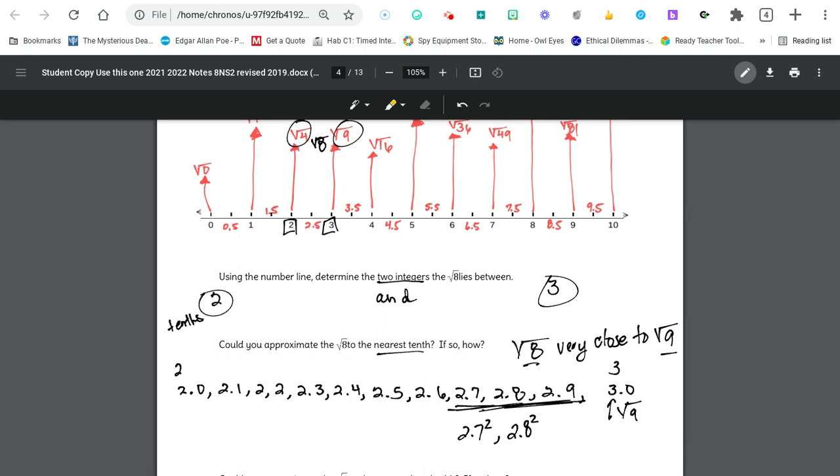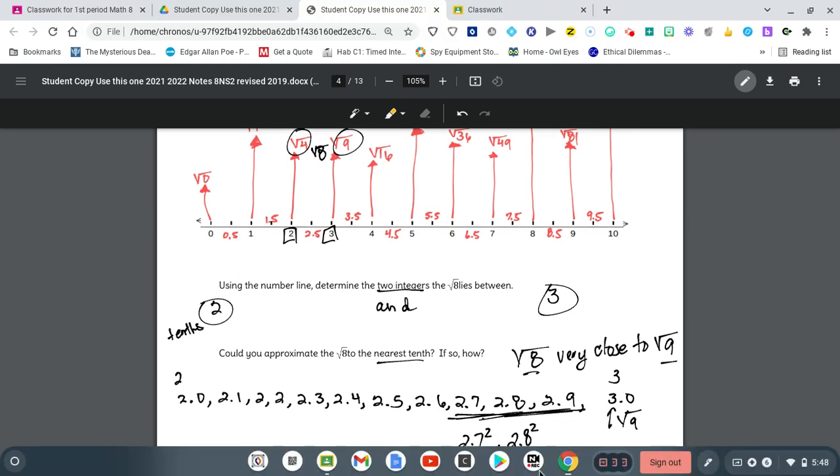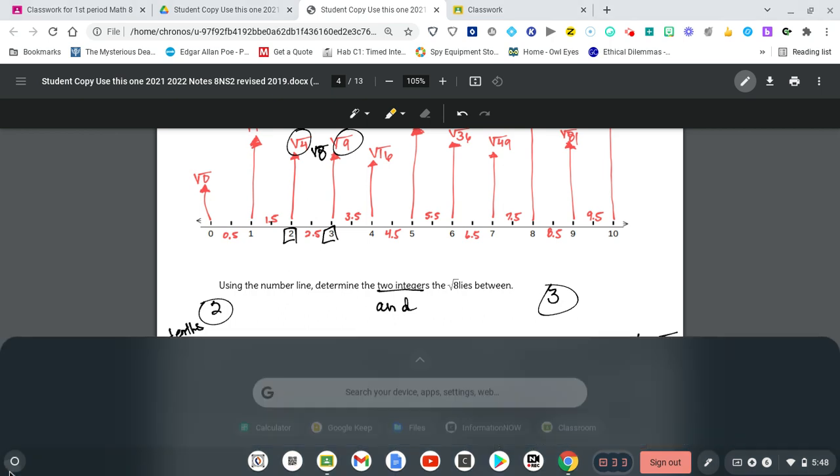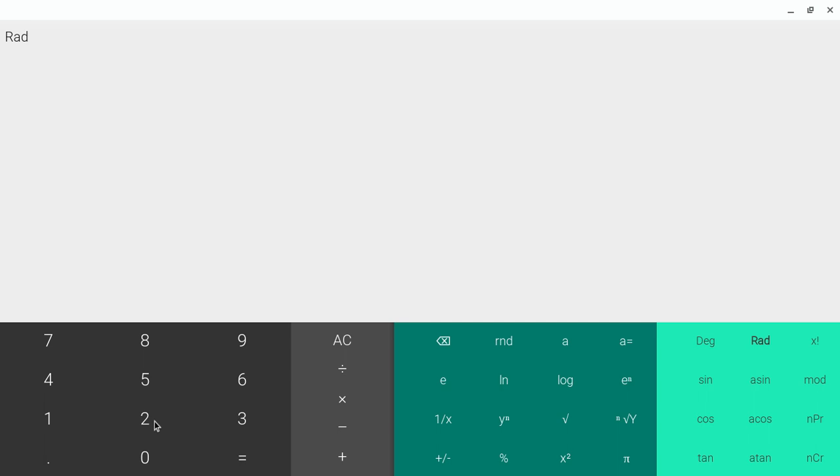I'm going to flip my Chromebook over so you can see how I'm checking. And if you don't have a calculator at some point, just use the calculator in the Chromebook. All right, let's try 2 and 7/10 squared and see what we get. Okay, 7 and 29 hundredths, which is pretty low. Let's try 2 and 8/10. Let's square it. 7 and 84 hundredths.